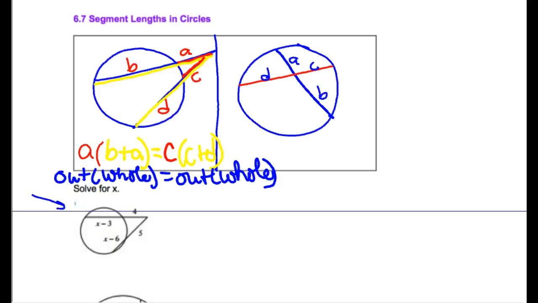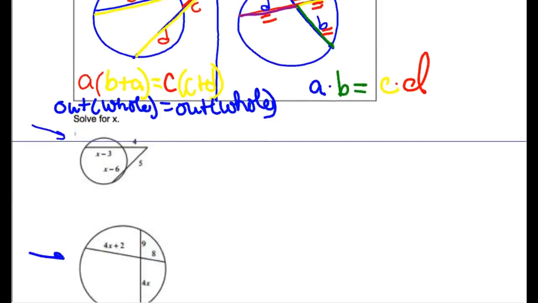We'll leave A blue, make C yellow, green, and purple. All right, what this one says is that A times B, the product of the two pieces on one chord, is equal to the product of the two pieces on the other chord. So you just multiply A times B equals C times D. It's as easy as that. So let's go do it.